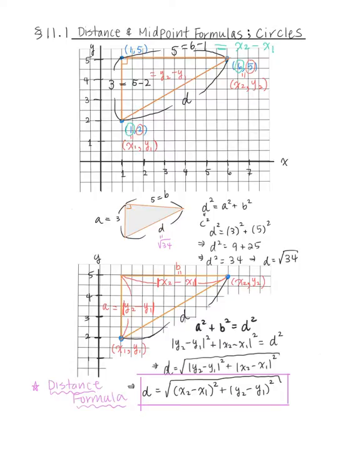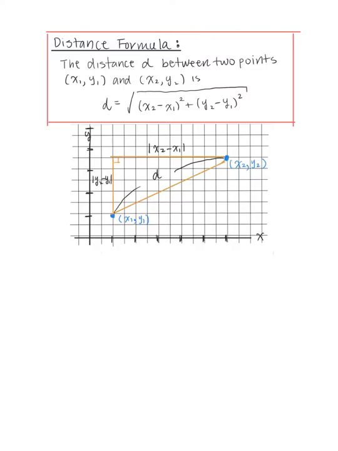And yes, please memorize this formula. So here it is. Distance formula. The distance d between 2 points x1, y1 and x2, y2 is given by d equals the square root of x2 minus x1 squared plus y2 minus y1 whole quantity squared.